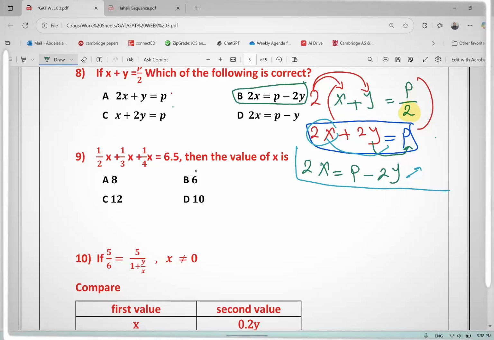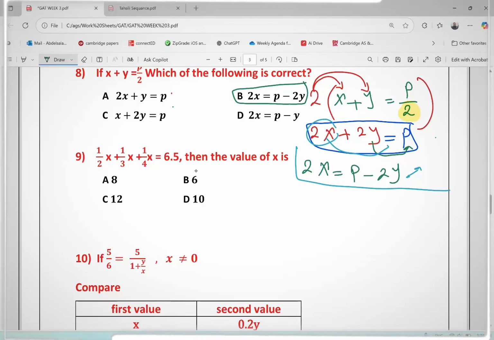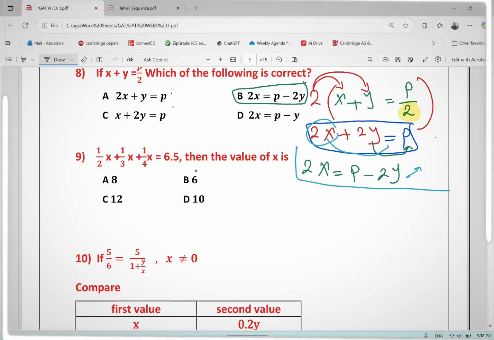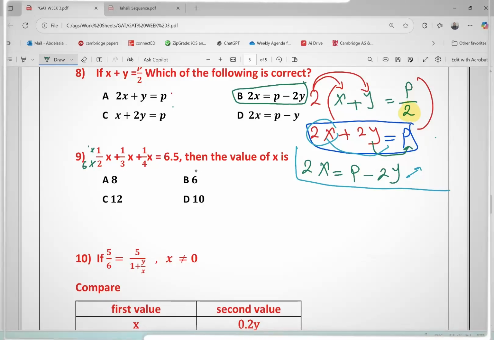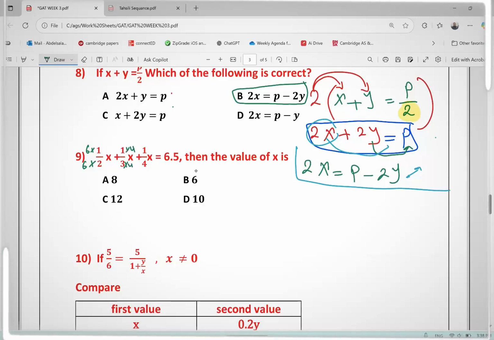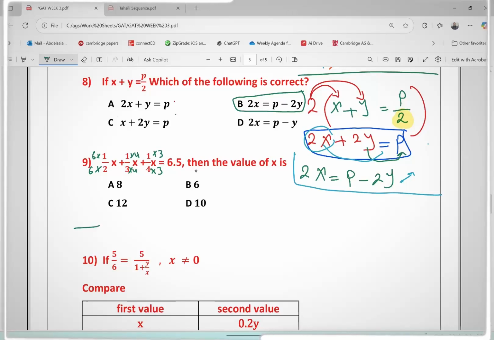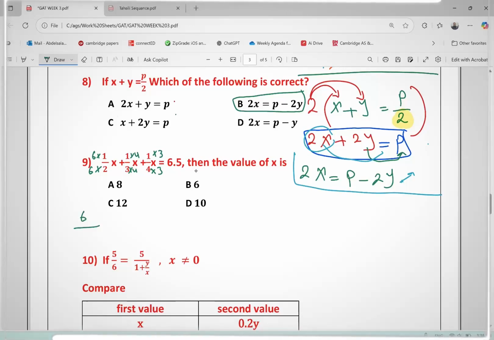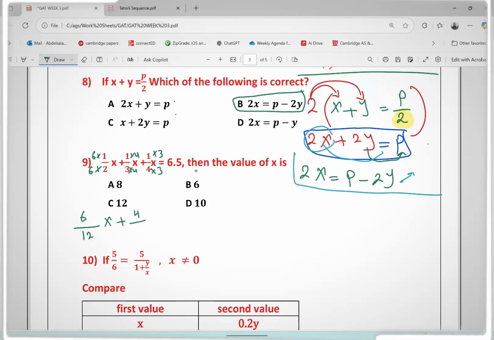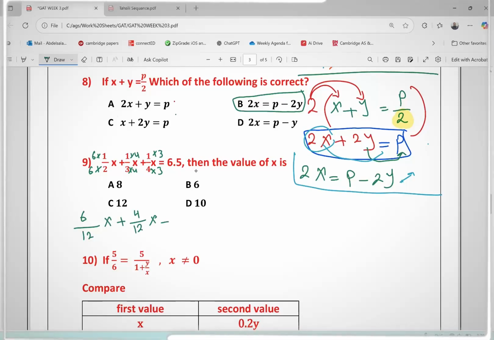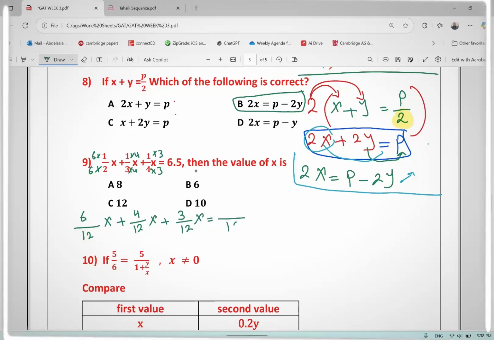Right. Now, I need to change the denominators to be 12 because 12 is divisible by 2, 12 is divisible by 3, and by 4. So can I multiply here by 6, up and down? Can I multiply here by 4? Can I multiply here by 3? So it will be what? Let's focus with me. Now, 6 times 1 is 6. 6 times 2, 12. Plus x of course. Plus 4 over 12x plus 3 over 12x. We have the same denominator.